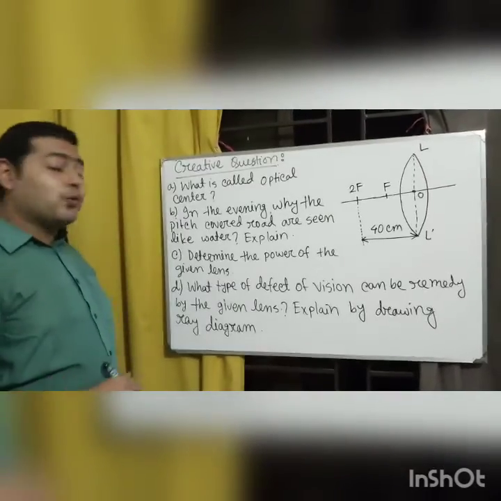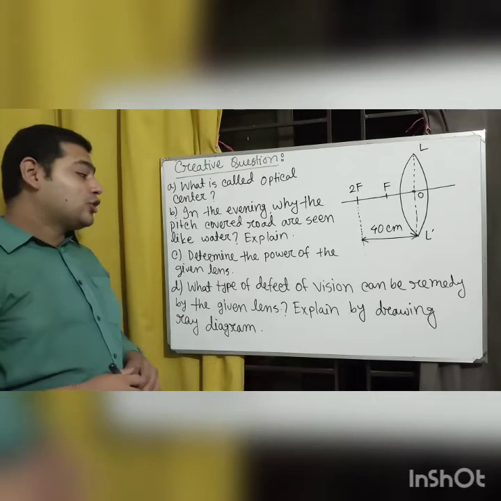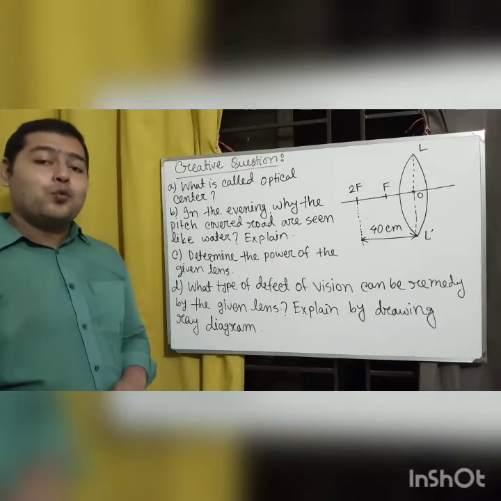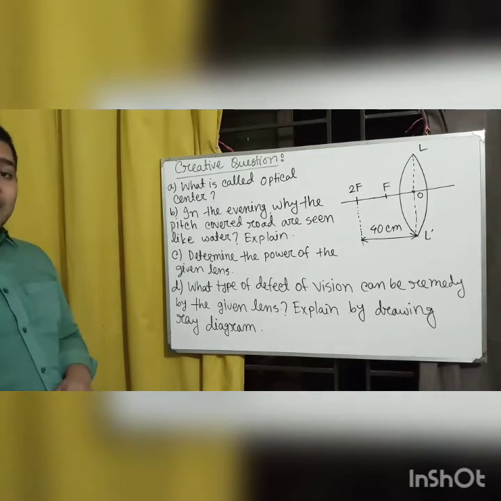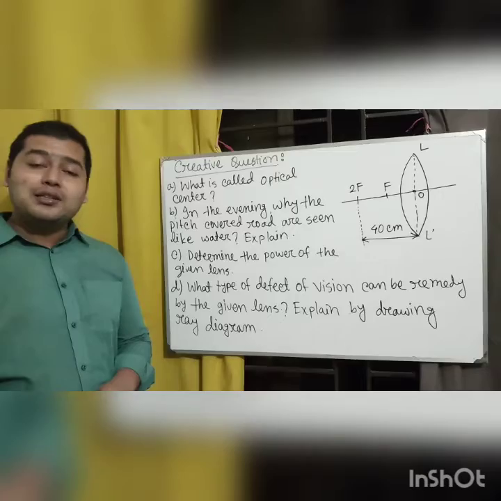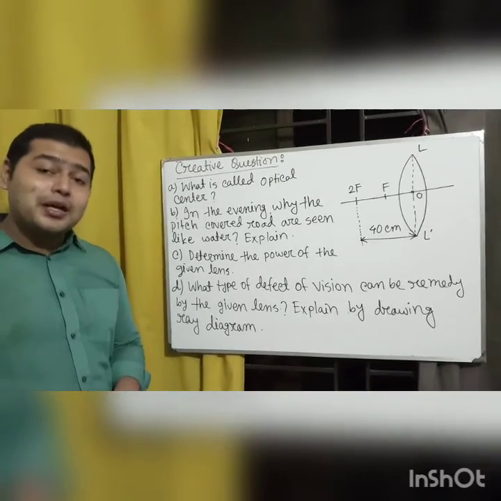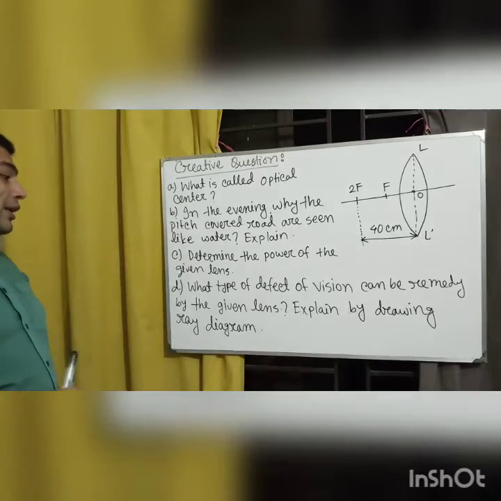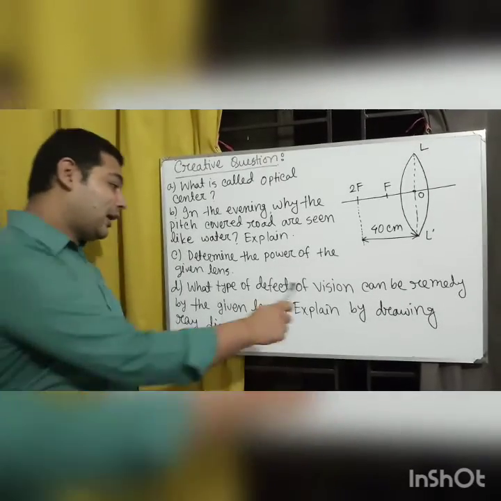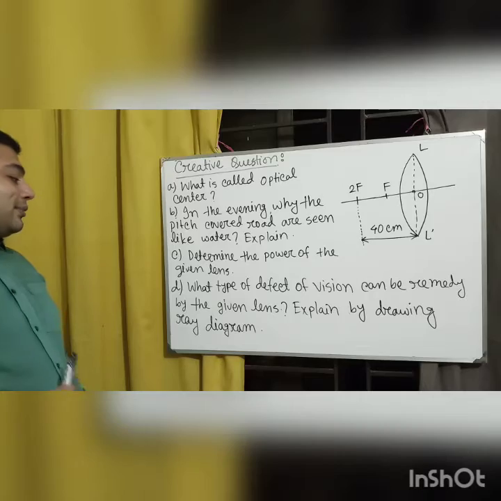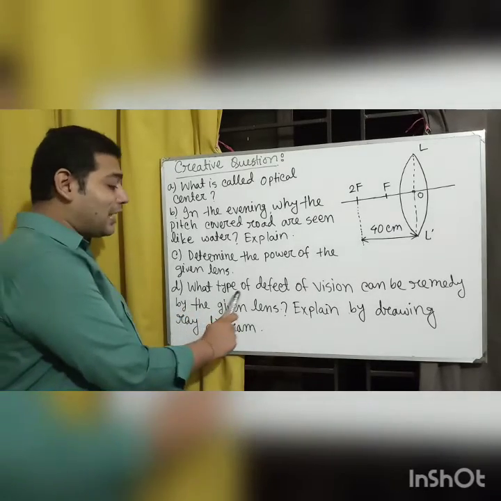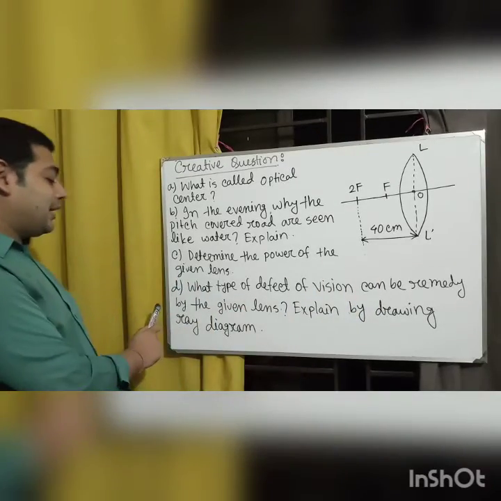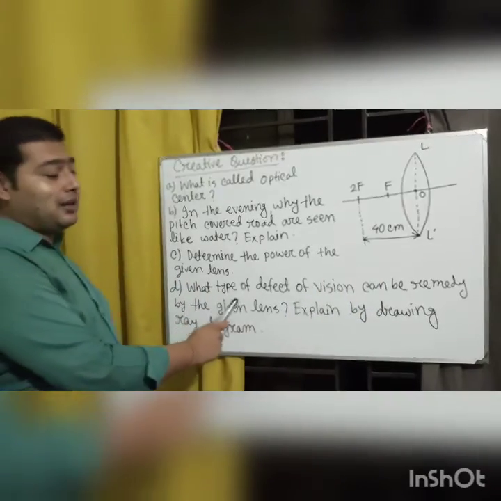Okay, so we know that we have two types of defect of vision. One is myopia or short sight, and another is hypermetropia or long sight. So here we need to describe with a ray diagram what type of defect of vision can be remedied by the given lens.